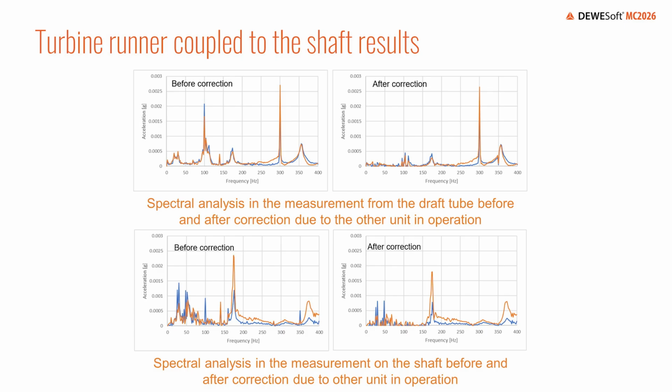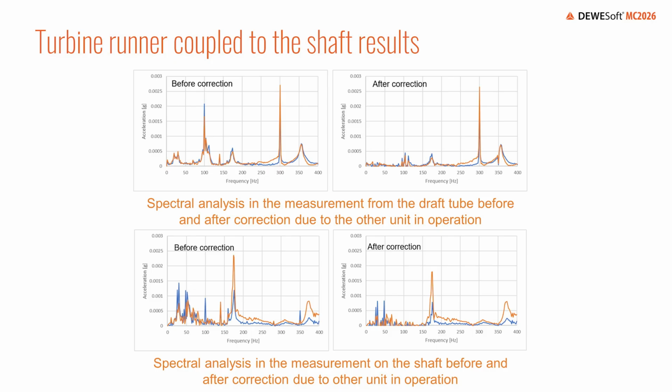After that, the runner was coupled to the shaft, and as I explained, we repeated the measurements. We had a little, I will not say problem, but the power plant has 2 units that work. Of course, the second unit was working, and we have some interference from this around 100 Hertz because everything is quite close.